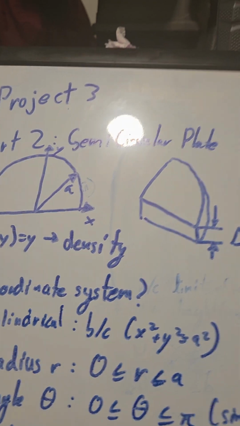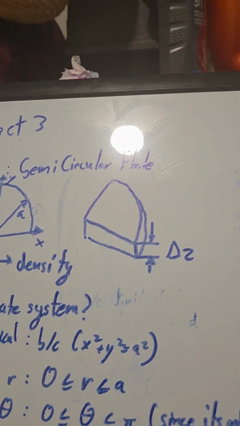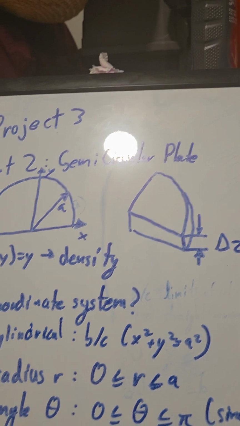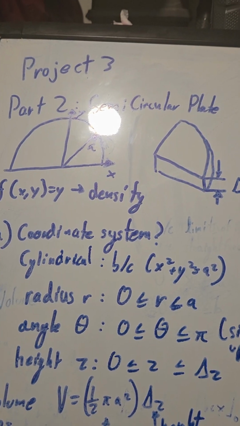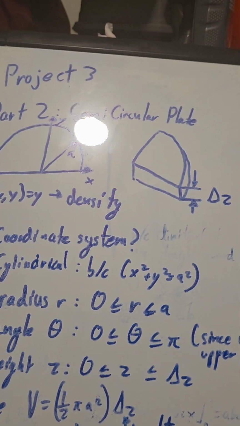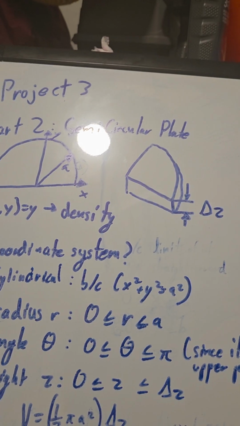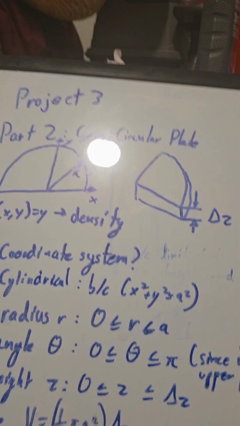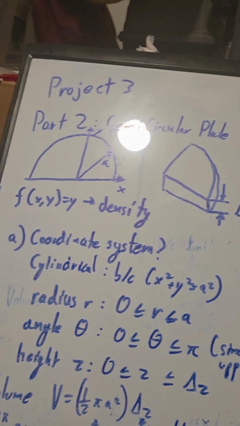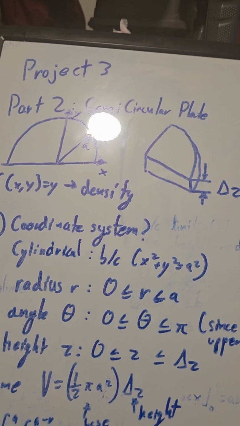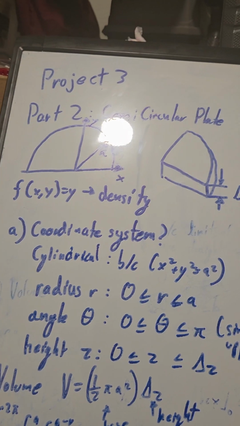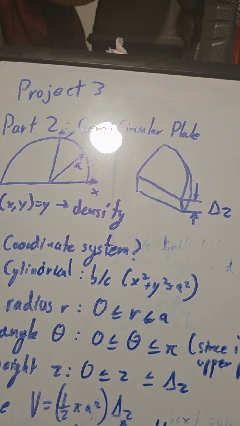Yeah, the density of the material increases as you move up the y-axis. The best coordinate system to use here is cylindrical coordinates because it's a circular boundary: x squared plus y squared equals a squared. Cartesian coordinates wouldn't work well here because it creates a square root limit, like y equals the square root of a minus x squared.